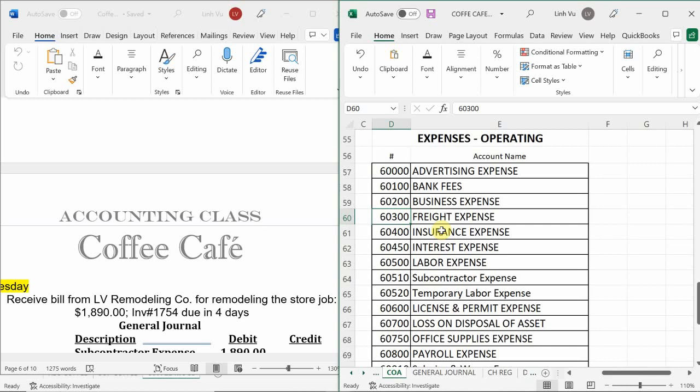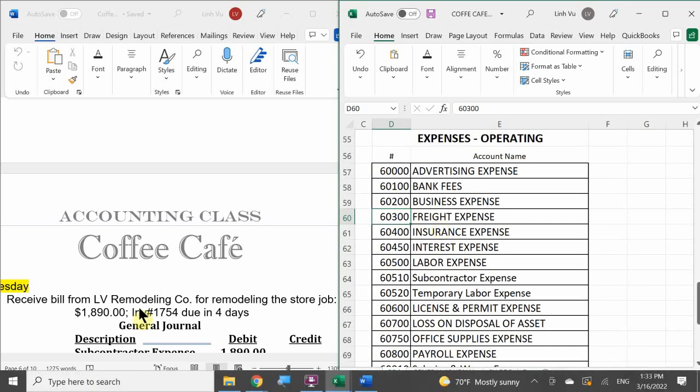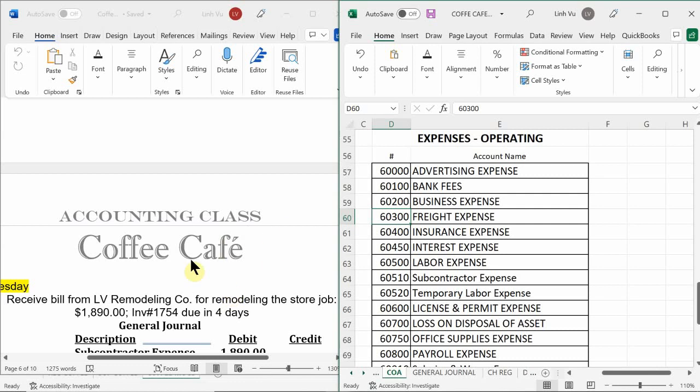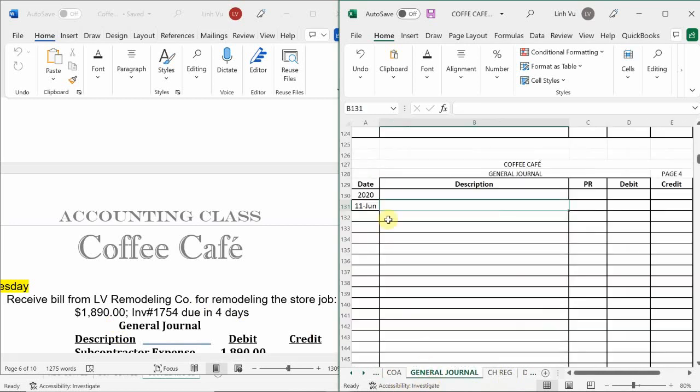In this case, yes, we hired them to do a job for us. We hired them to remodel our store. So yes, it would be a subcontractor expense because we hired them to remodel my store. And because I received a bill, am I going to pay them now? I have 4 days to pay them, so in this case, no. I'm going to choose to record this bill and not pay them yet.